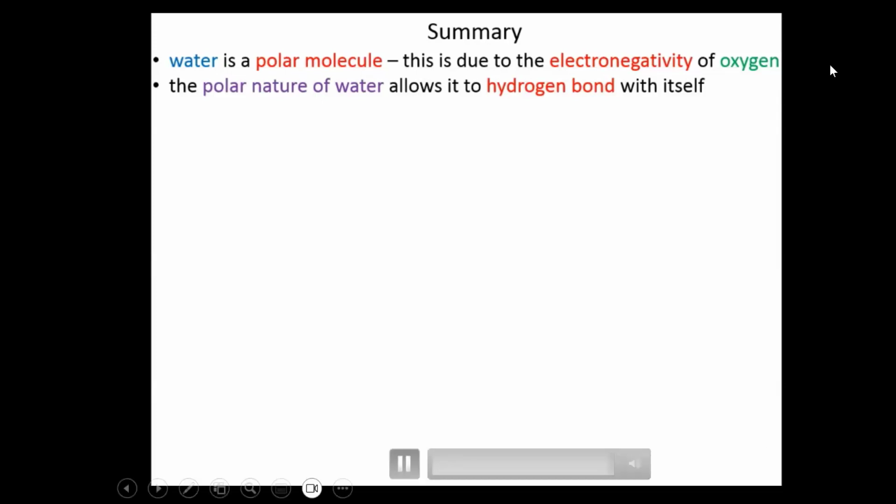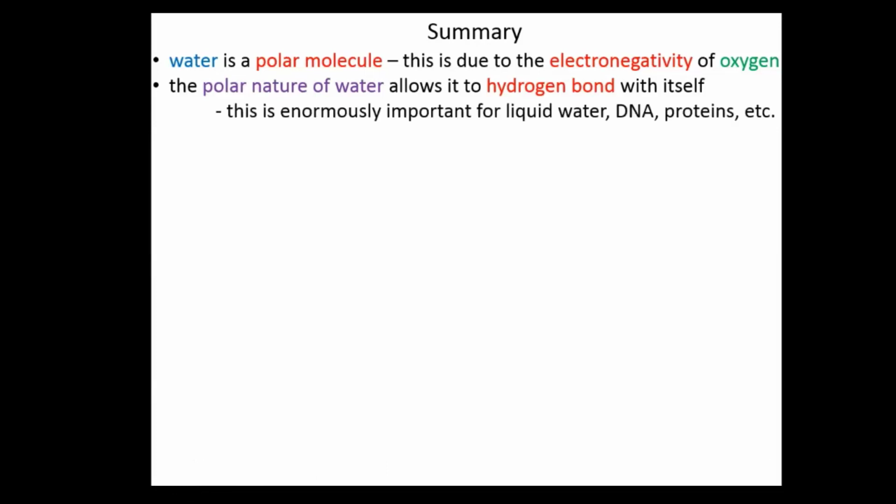This polar nature of water allows hydrogen bonds to form. The partially positive hydrogen of one water molecule interacts favorably, electrostatically, with the partially negative oxygen of another water molecule. That gives us hydrogen bonds. This is enormously important for water to remain liquid at room temperature so that it can be a universal solvent. Hydrogen bonds also play a role in holding DNA together and allowing proteins to fold properly.